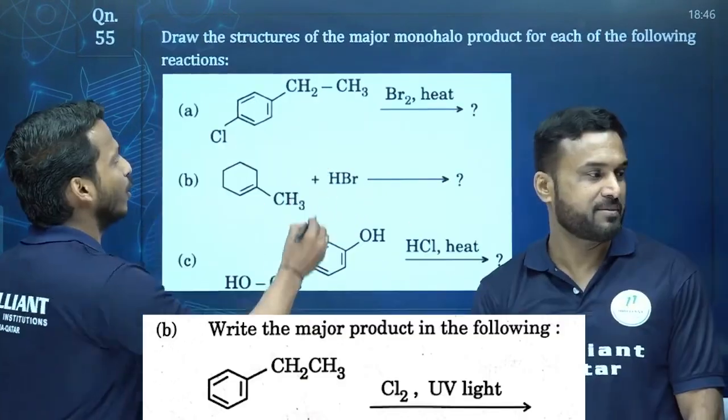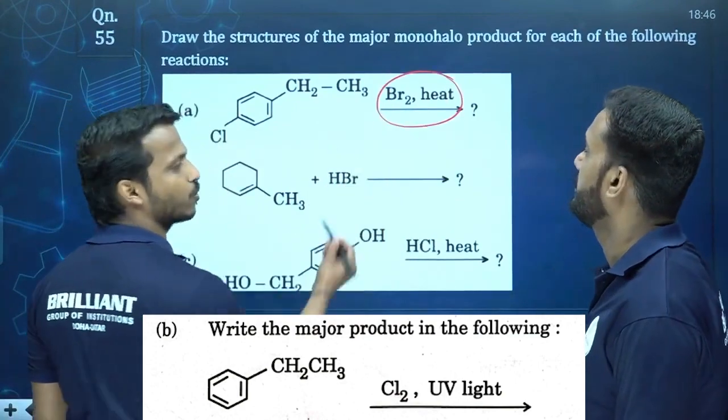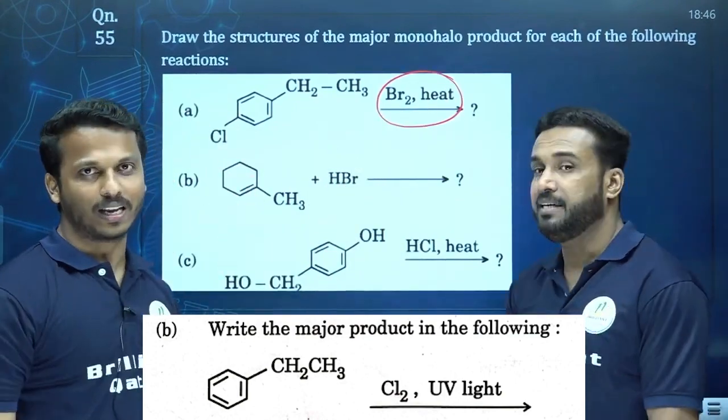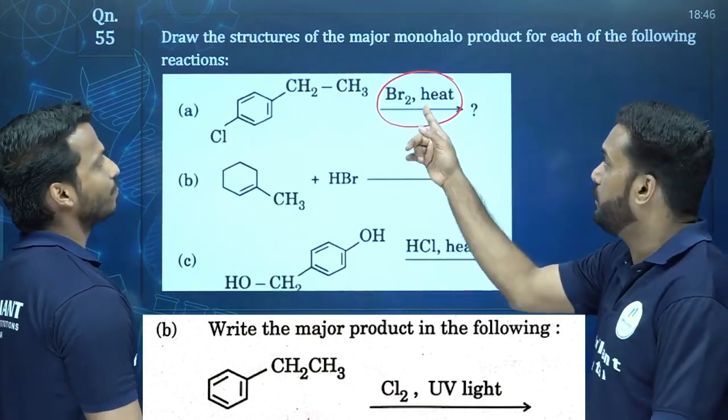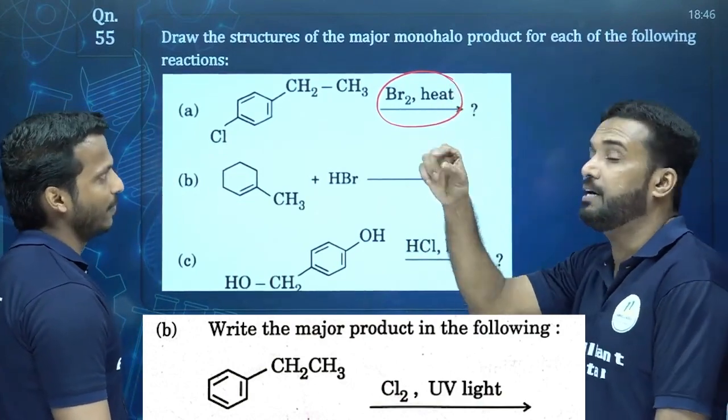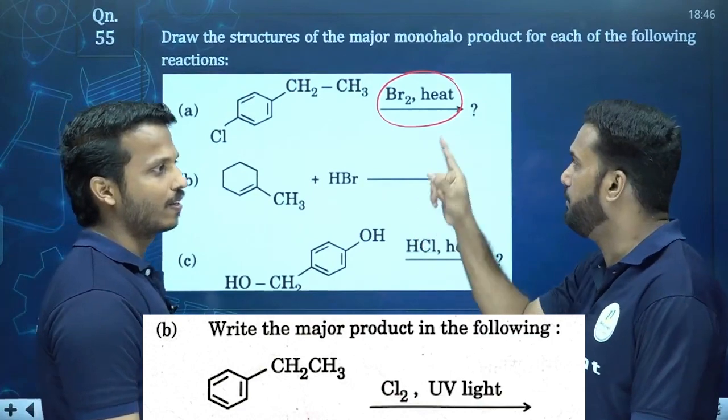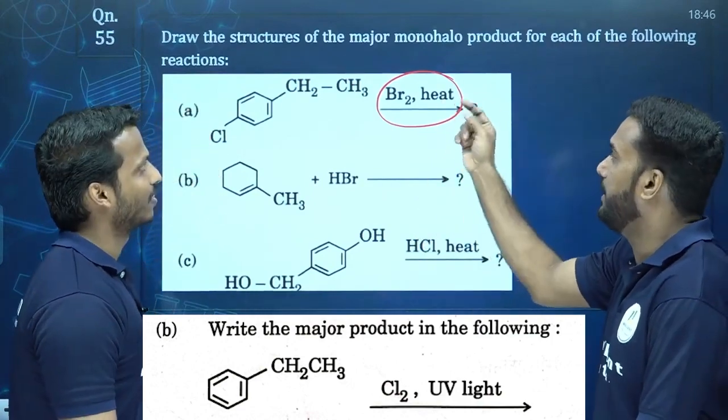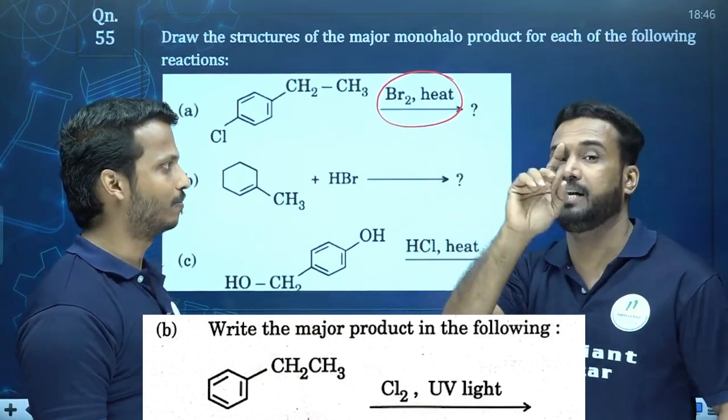Bromine with heat means what? That is free radical substitution, you keep in mind. Br2 with heat or h nu or delta. Whatever they are giving, keep only that in mind: h nu, light, sunlight, delta. It's all free radical substitution.